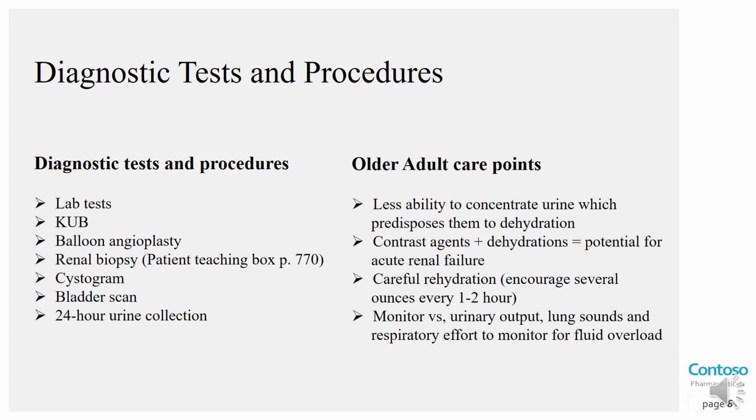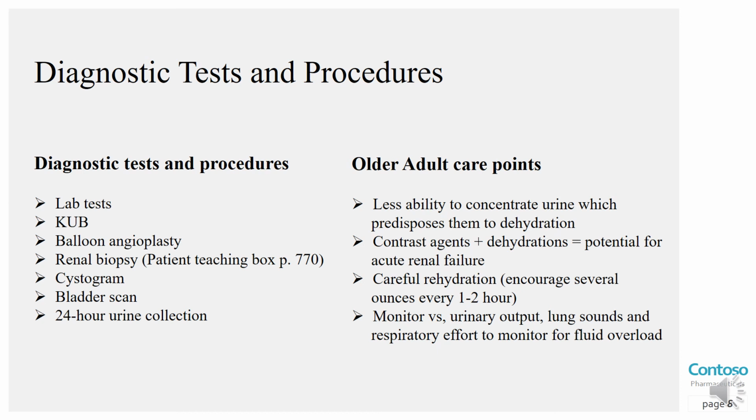What is a normal BUN level? Normal BUN level is 10 to 20 milligrams per deciliter. And then a normal creatinine level is 0.5 to 1.2 milligrams per deciliter. And so if it is greater than 1.2, your patient is possibly experiencing kidney failure.